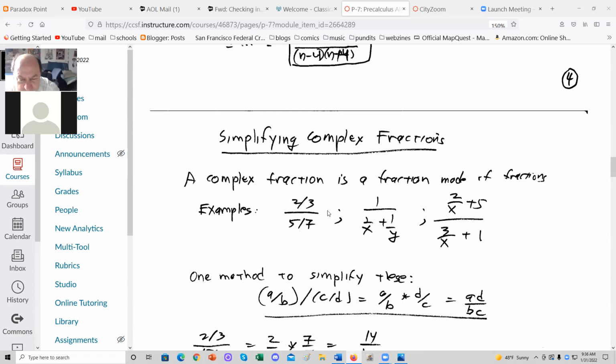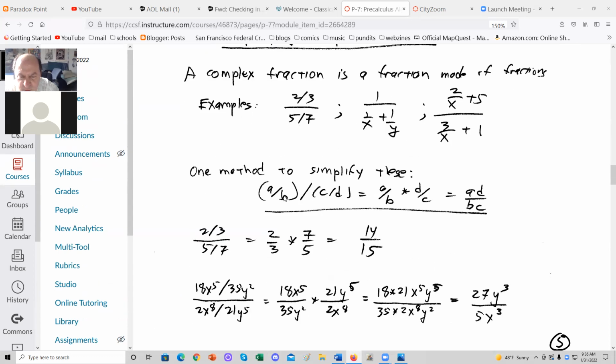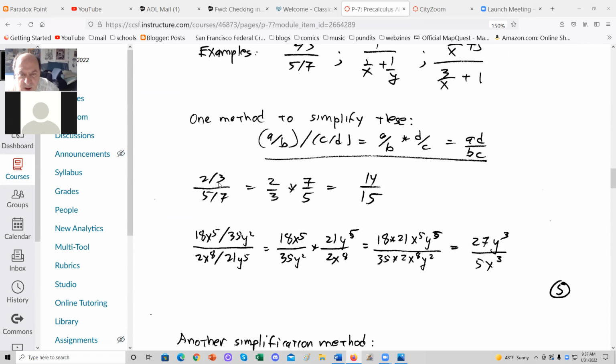Now for ones like this, which is a plain fraction over a plain fraction with no sums involved, it's easy enough. You have a fraction over another fraction, same as multiplying that by the reciprocal of the second fraction, you get AD over BC. We did that a few minutes ago. So 2/3 over 5/7. So that's 2/3 times 7/5. Multiplying across, 2 times 7 over 3 times 5 gets you 14 over 15.